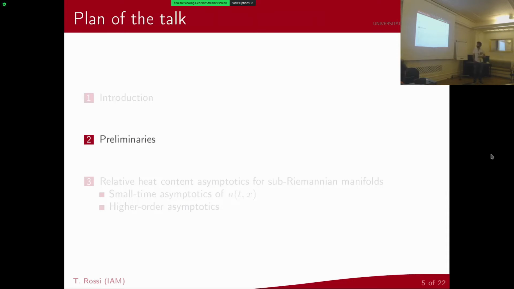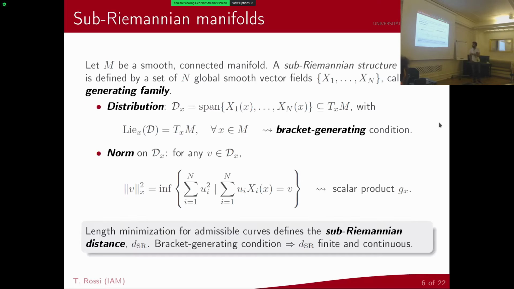Now I will just briefly recall what a sub-Riemannian manifold is. Abdelhad already introduced this notion, but here the main difference is that we allow the rank of the distribution to vary with the point. So we start from a general smooth connected manifold, and then a sub-Riemannian structure will be defined by giving a so-called generating family.